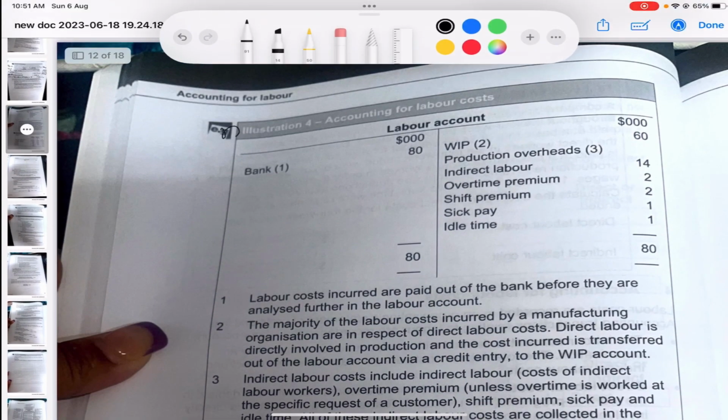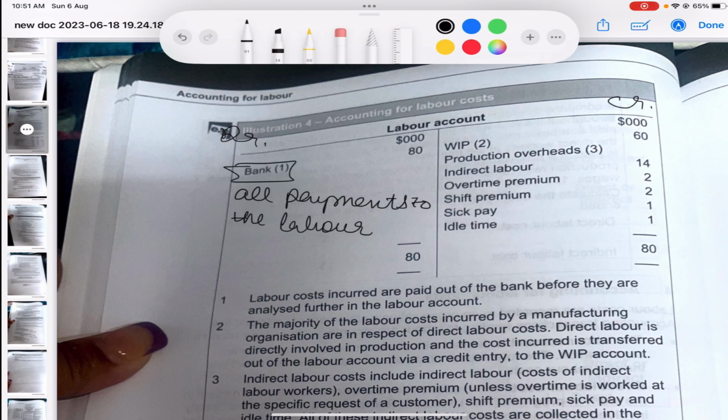This is my labor account, this is my debit, and this is my credit. What is bank? In bank, all sorts of payments to the labor will come here. So whatever you pay to the labor, everything will come here. From the bank, it is going out and labor is getting debited. Bank is getting credited because it is going out from bank.